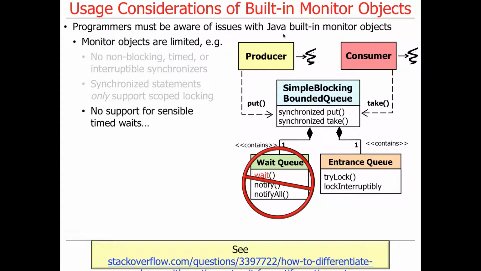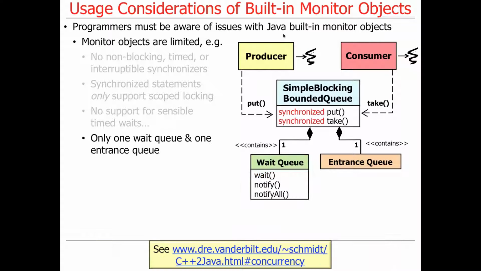Another problem that we have with built-in monitor objects is there's no support for sensible timed waits. There's a timed wait operation that's part of the wait queue mechanism, but its return value makes no sense, and it doesn't really tell you what you need to know. So using timed waits is tricky with the wait mechanism that's built into the wait queue of a Java built-in monitor object. That problem is also solved with Java condition objects, which are much cleaner and have more sensible timed wait semantics, where it returns a Boolean and indicates whether it timed out or not, whereas the Java version doesn't do that.